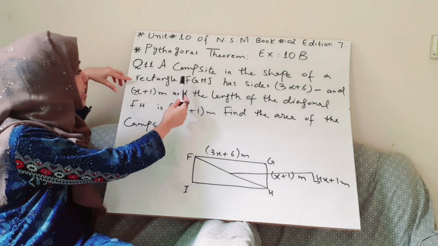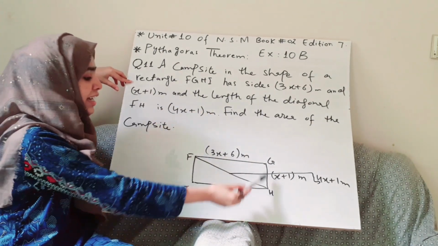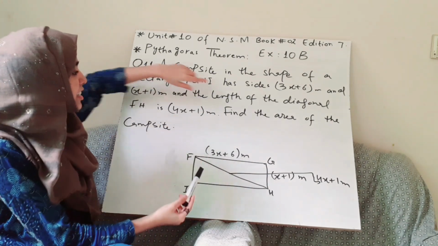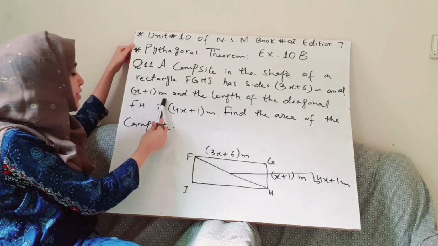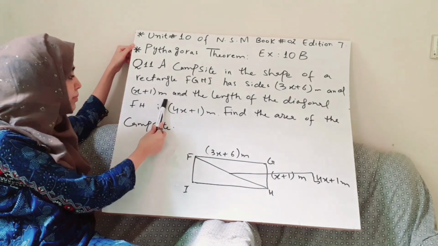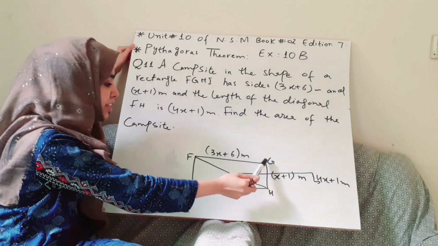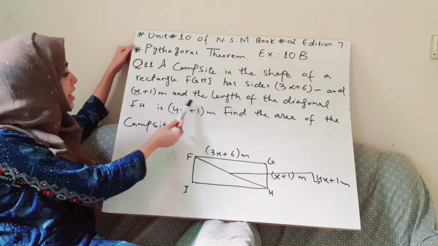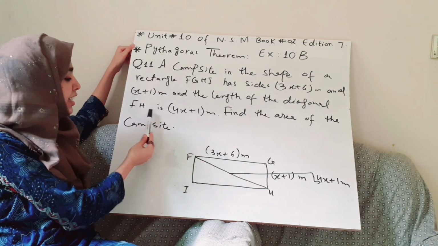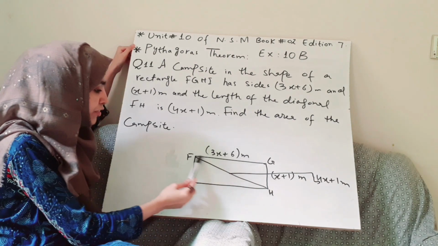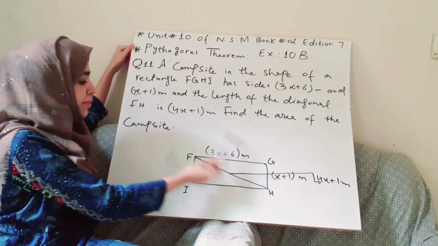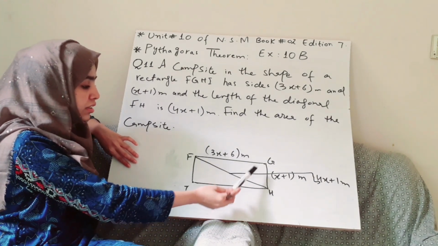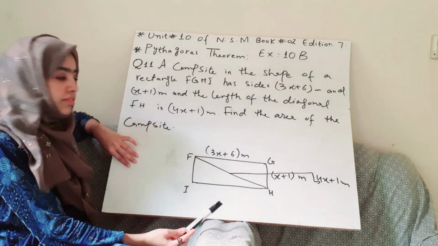So they are saying that the campsite is in the shape of a rectangle. You know the rectangle shape. FGHI, they have given the name FGHI, has sides 3x plus 6 meter and x plus 1 meter. They have given the sides of the rectangle: the first side is 3x plus 6 meter and the second is x plus 1 meter. And the length of the diagonal FH is 4x plus 1 meter. They have given the diagonal length and two sides of the rectangle to us.